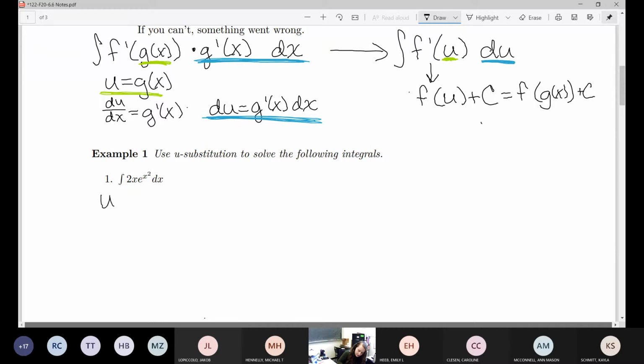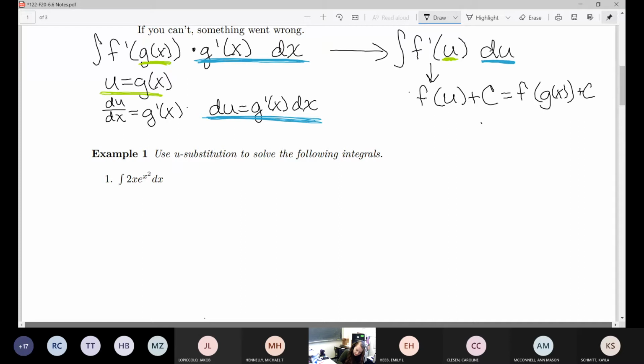So my inside function here, and remember way back when we were doing chain rule, I said you had three options for your outside function. It was either something to a power, a natural log of something, or an e to the something. There's a similar type of thing here. Since we have an e to the something, the inside function is probably going to be that something. So we're going to let u be x squared.